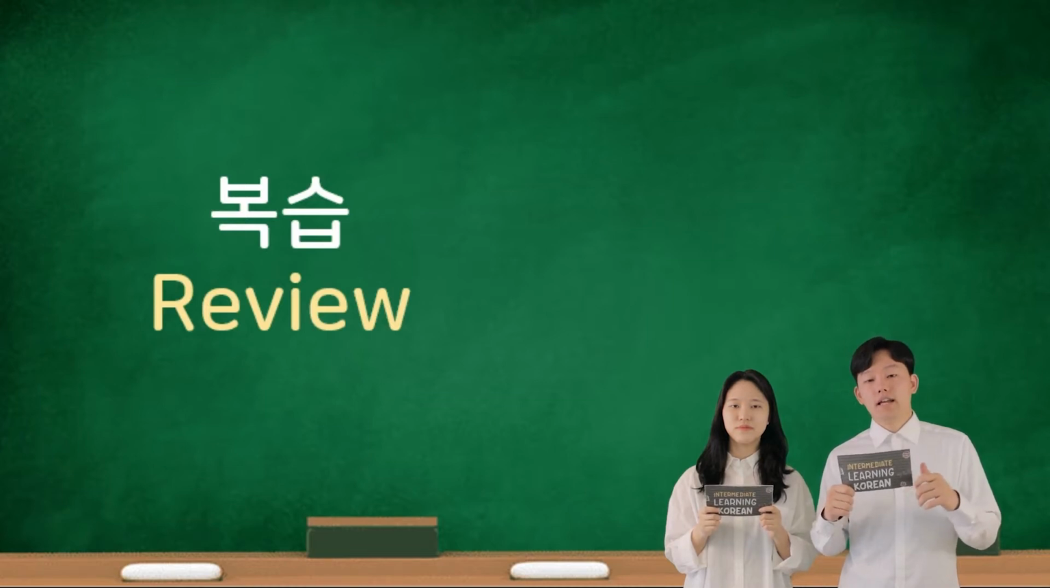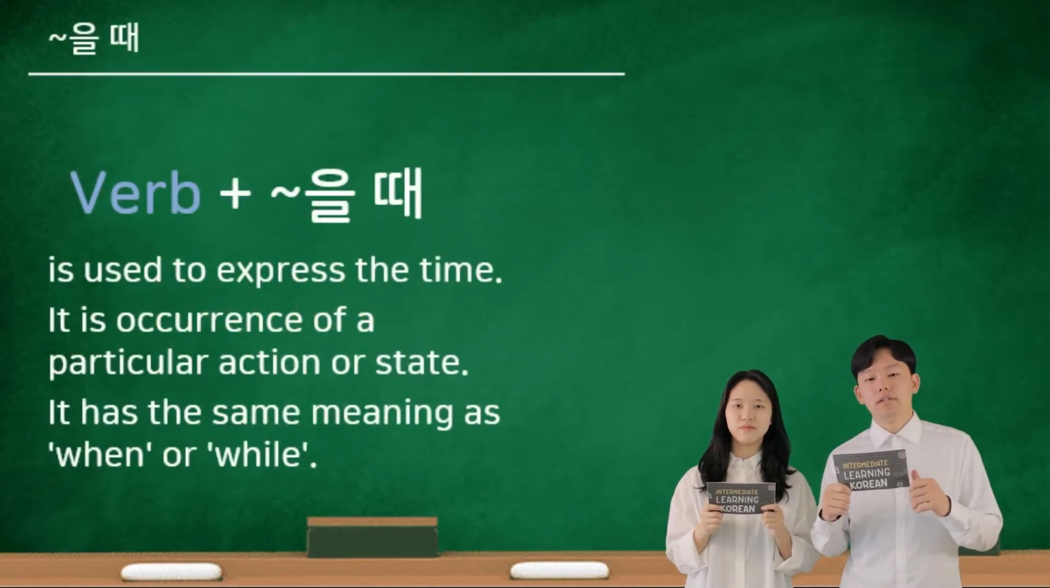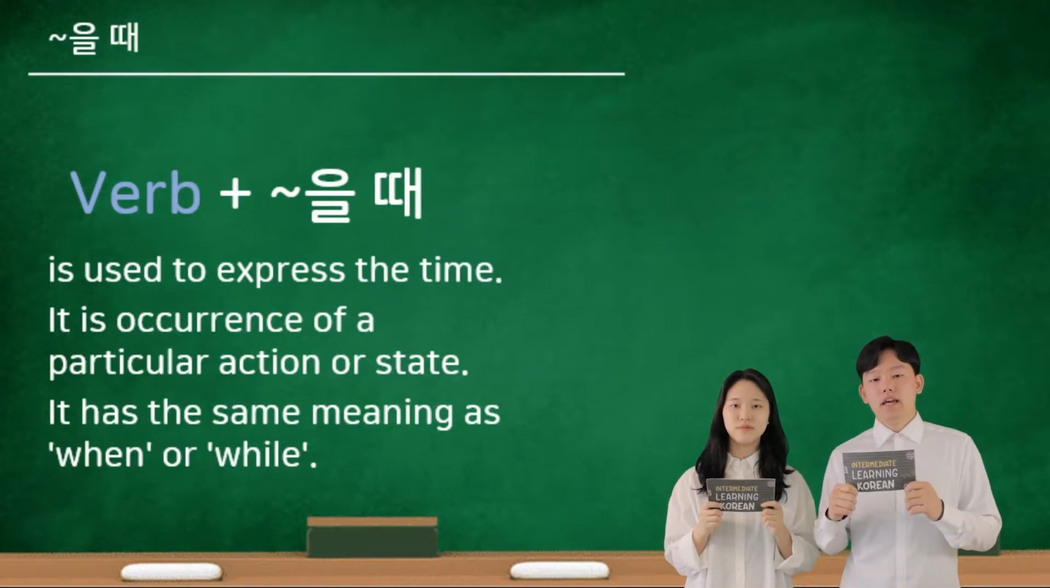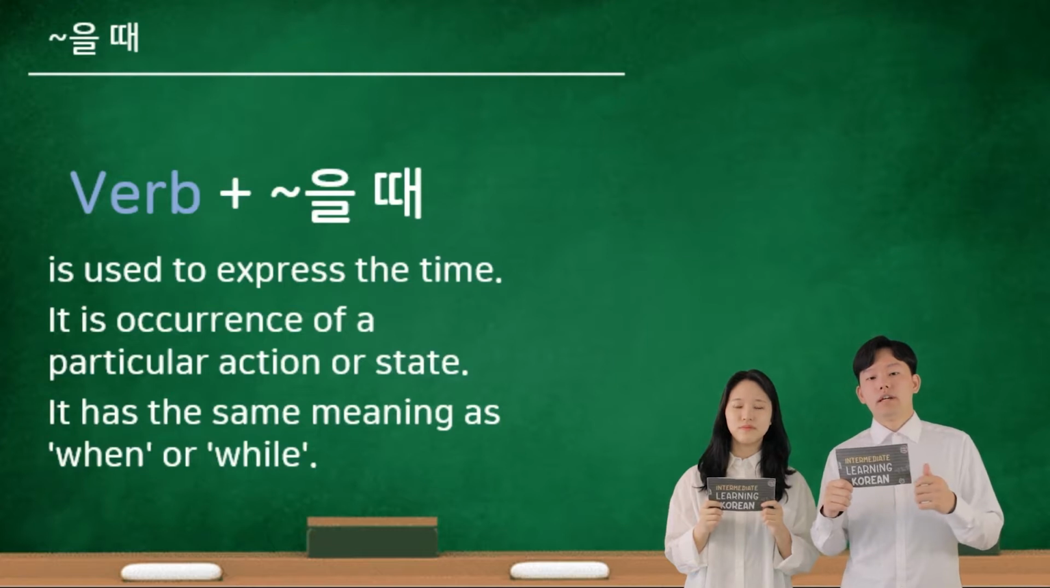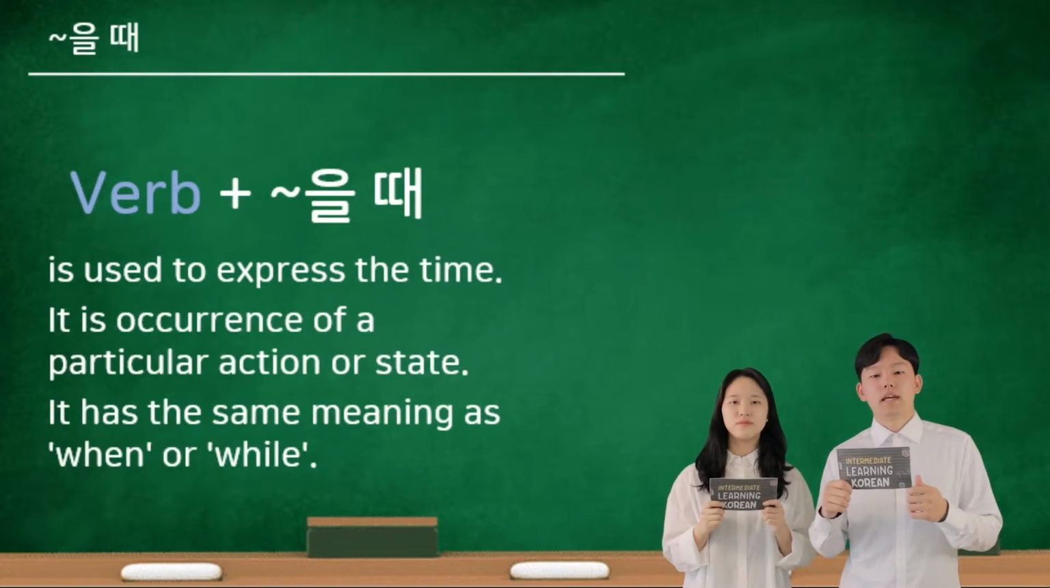This is an example sentence when there is the final consonant. 라면을 먹을 때 김치도 같이 먹어요, right? Repeat after me. 라면을 먹을 때 김치도 같이 먹어요. Okay, here is the final consonant when 다 is removed from the verb 먹다. Then 을 때 is used after. Then it becomes 먹을 때, right?